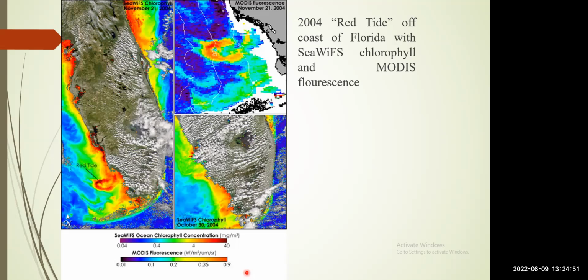This is one of the red tides off the coast of Florida, with the sea vibes, chlorophyll, and modest fluorescence. In different studies they have used models for chlorophyll estimation, and they have also found that if we have a high chlorophyll concentration in an area, the fisheries will mostly be higher in that specific area.